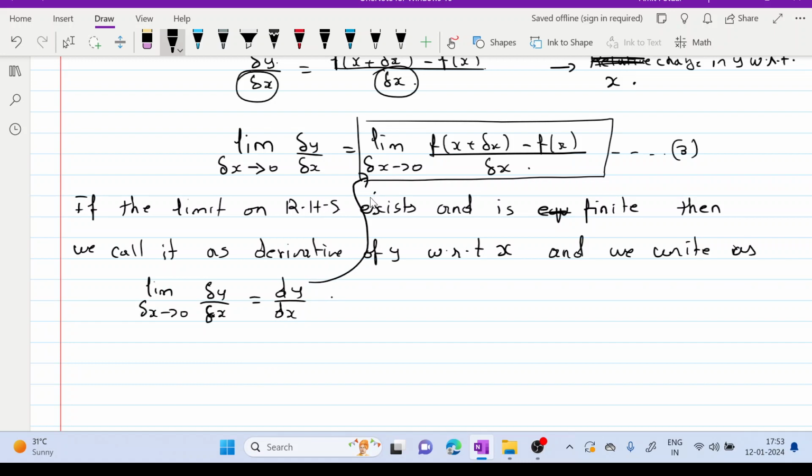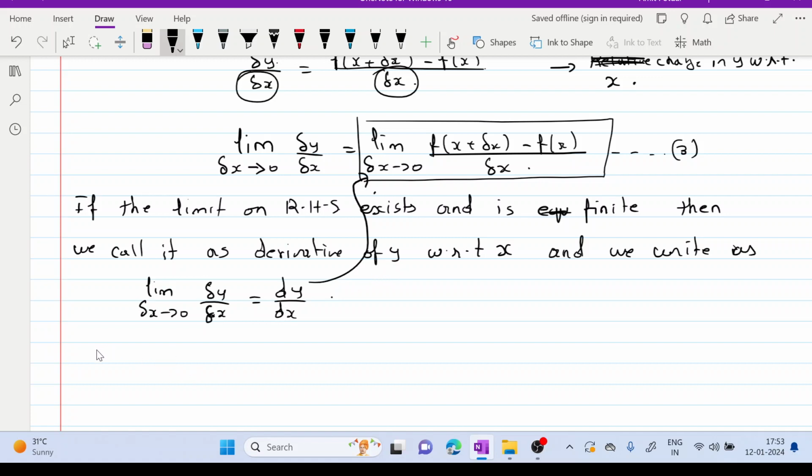So basically the derivative of y with respect to x means the limit of delta y by delta x, that is the change in y with respect to change in x, as the change in x has to be very small, and it is given by the limit of f of x plus delta x minus f of x upon delta x as delta x tends to 0. So this is the definition of derivatives.